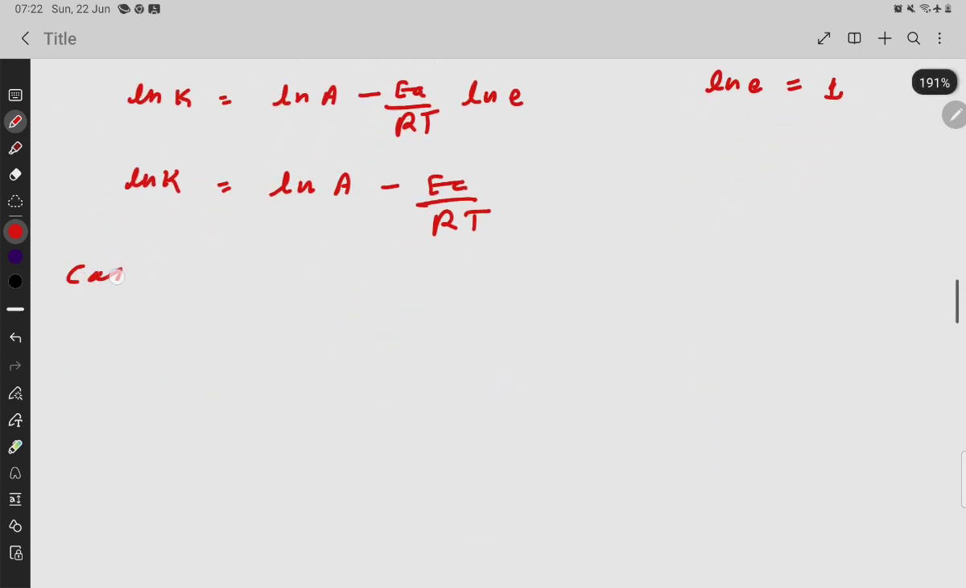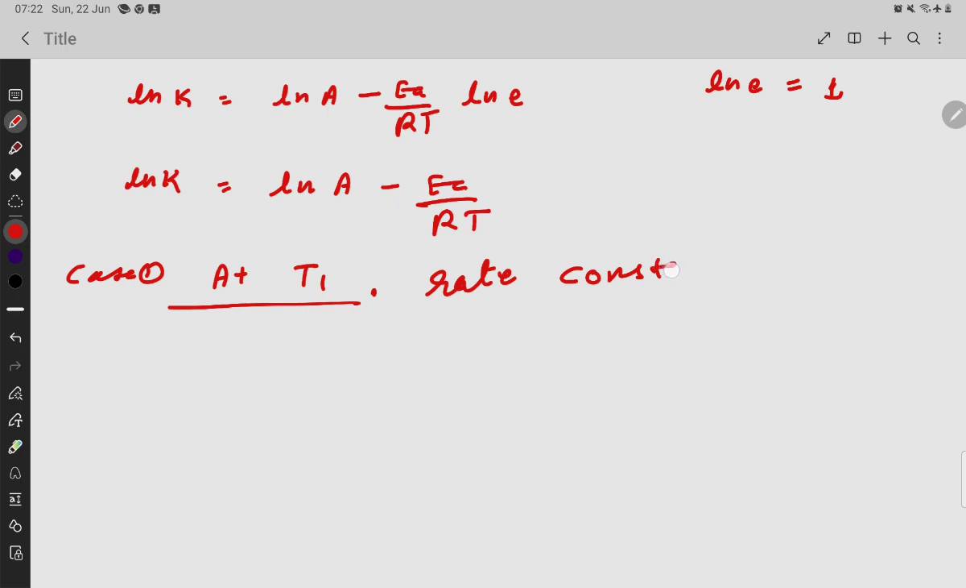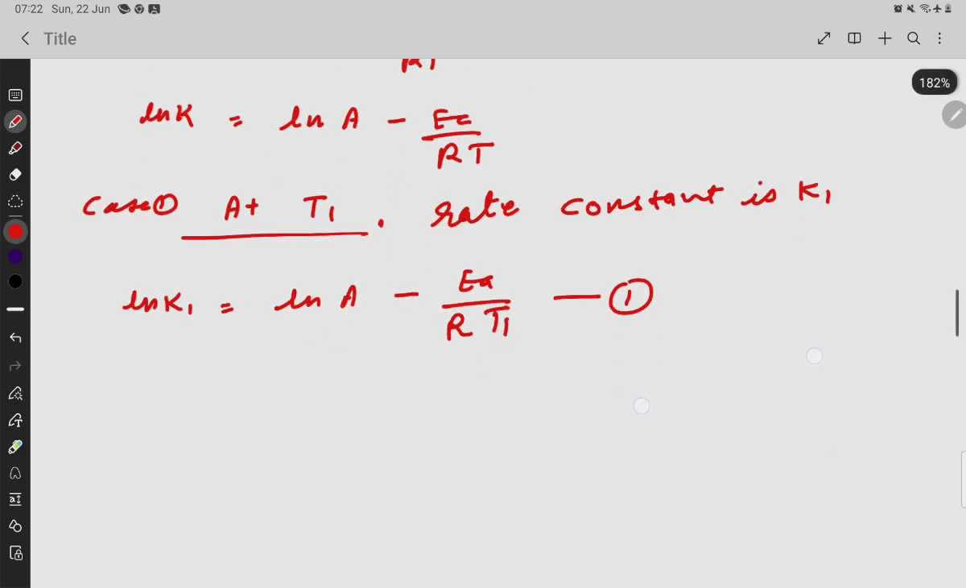Case 1. At T1, the rate constant is k1. So what we can write, student? ln k1 is equal to ln A, the Arrhenius constant, minus Ea upon R, where activation energy is a constant and R is a constant, upon T1, student. Equation 1.